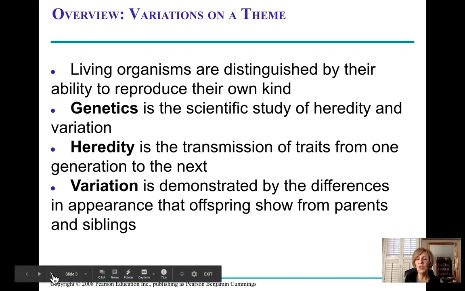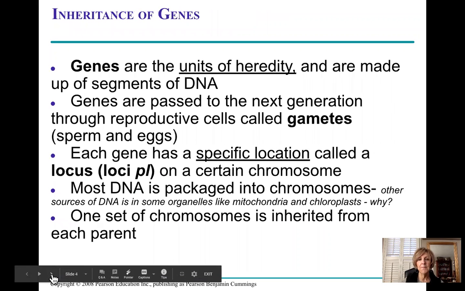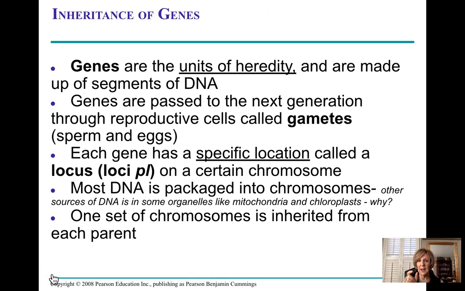So genetics, which we're going to be studying next in my class, is the study of heredity and variation. And heredity means the transmission of traits from one generation to the next. And variation just means differences in appearances from parents to siblings. Genes, we know, are units of heredity, and they are made of DNA. And gametes are what we call sex cells. So gametes and sex cells are the same thing, right? These are the reproductive cells.